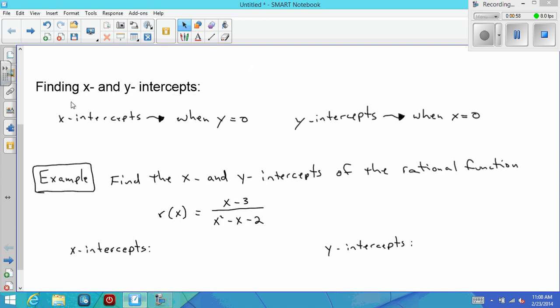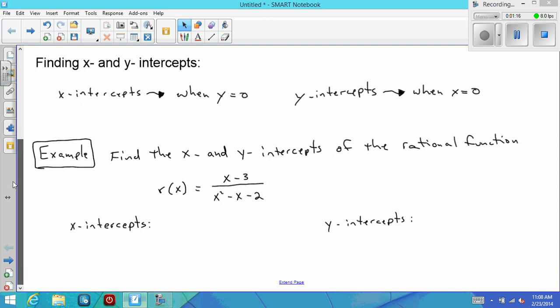So two of the things that we need to do is find the x and y intercepts. For the x-intercepts, you know how to find those by plugging in y equals 0. And for the y-intercepts, we know how to do that by plugging in x equals 0. So let's do this example. Find the x and y intercepts of the rational function r of x equals x minus 3 over x squared minus x minus 2.